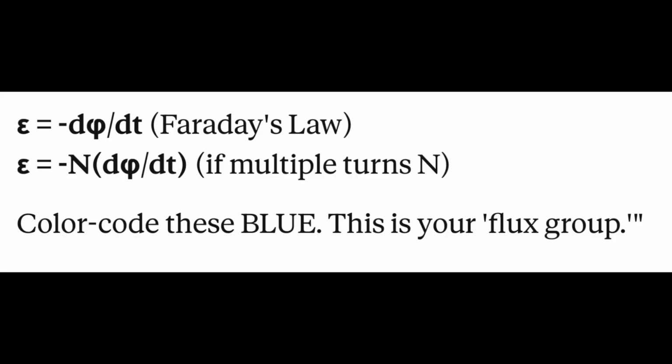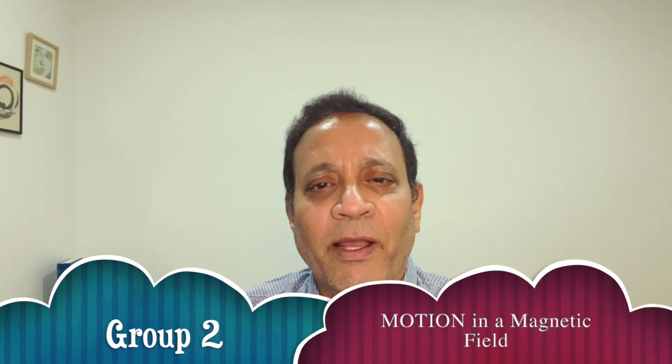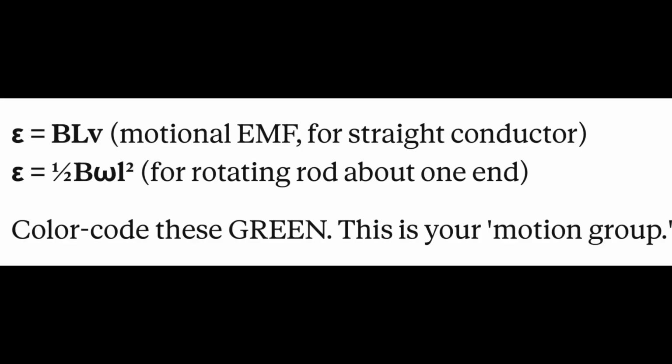Group your formulas based on the application. If the question mentions flux changing over time or a coil in a varying magnetic field, let me show you the formula again. Then you color code this formula, that is your flux group. Now, let's create another group for the next formula, that is EMF from motion in a magnetic field.